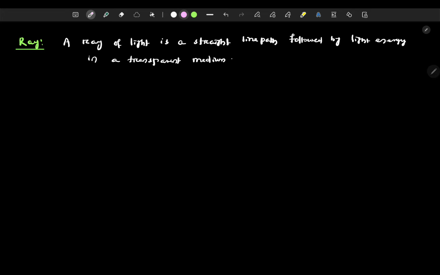So in diagram you can draw like this. This is your ray of light. And one more important thing, listen: a single ray cannot be isolated from a source of light. That means it is impossible that from any source of light a single ray will emit.